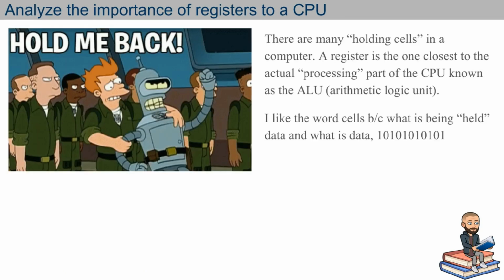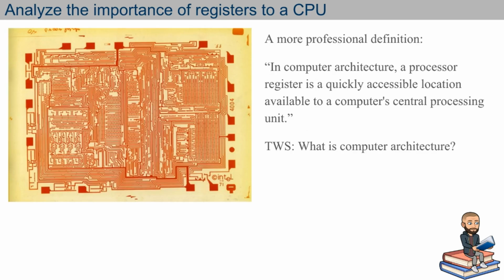And to take that analogy a little bit further, there are many holding cells in a computer. A register is the one closest to the actual processing part of the CPU. That processing part is known as the arithmetic logic unit. More on that very important thing later, but that little thing right there is probably where the term processing is coming from. And I just like the word cells because when I'm thinking of data, these ones and zeros, it's nice to think of these ones and zeros in little boxes. But let me give you a more professional definition.